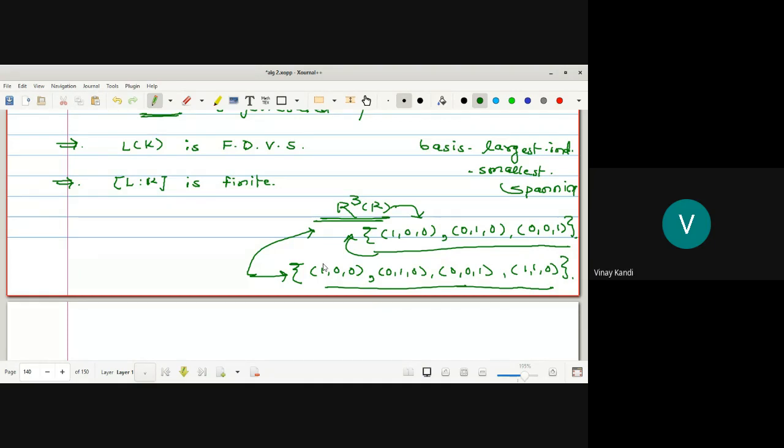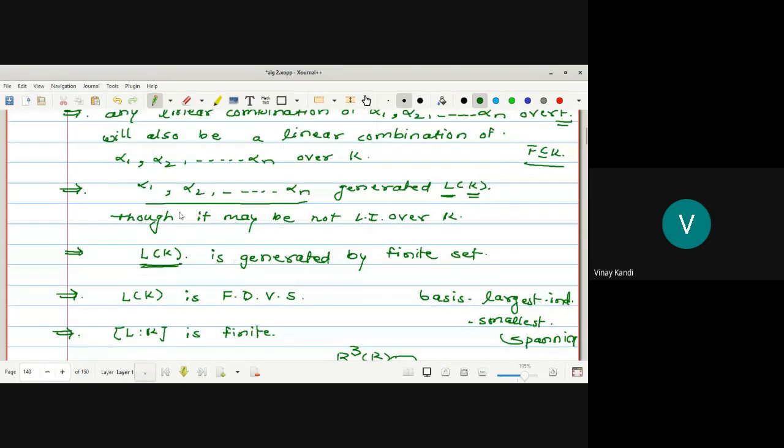1 0 0, 0 1 0 and 0 0 1 with 1 1 0. This set generates R3 over R. Okay, similarly here, look at here. This alpha 1, alpha 2, alpha n generates L over K, this vector space. Okay, but we can't say that it is linearly dependent or independent.